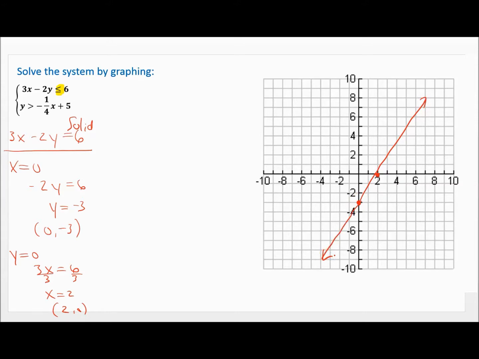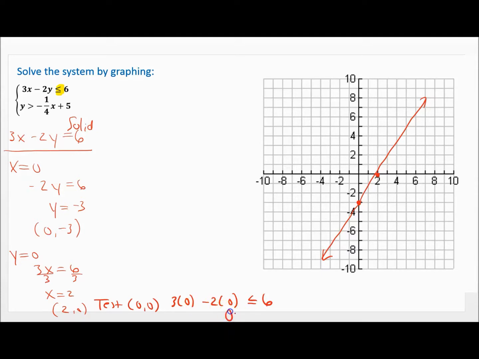Now, don't jump away too quickly. We've got to decide what side to shade. So I'm going to test the point (0, 0) because it does not lie on my solid line. And I'm going to plug it in for x and y. So 3 times 0 minus 2 times 0, is that less than or equal to 6? Now notice it's different than finding the x and y intercepts. To find the x-intercept down here, you let y equal 0. To find the y-intercept, you let x equal 0.